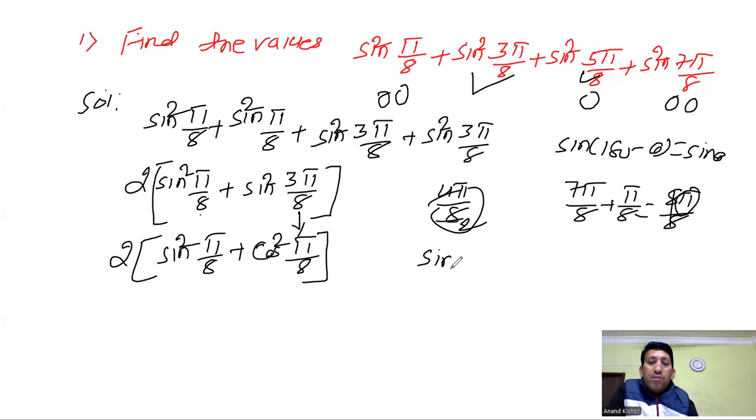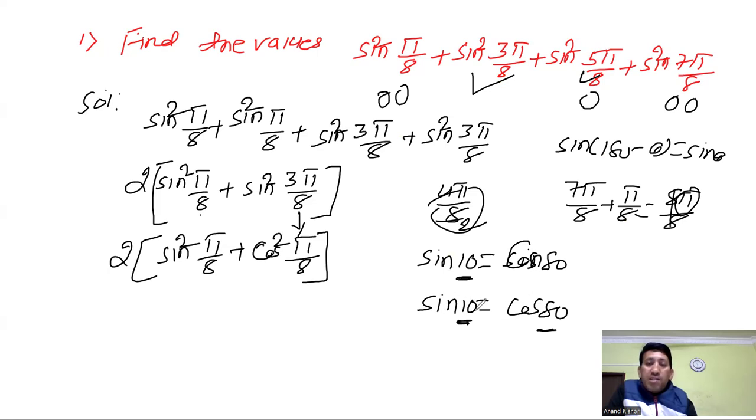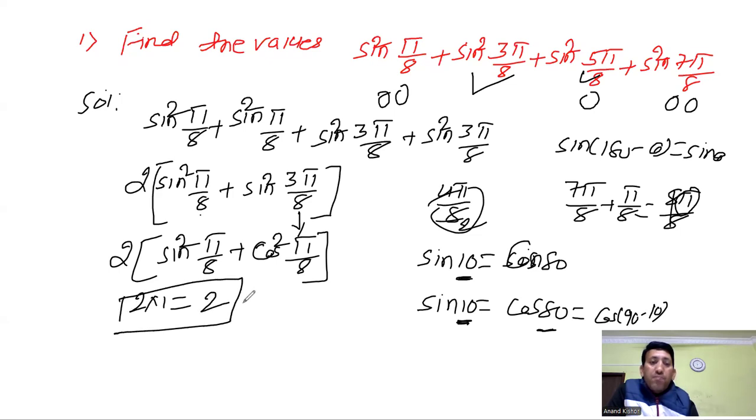Why? Because we know sin 10 is equal to cos 80. Why? Because 10 plus 80 is 90, two angles are complementary. We have given this proof earlier. Cos 80 means cos of 90 minus 10, and cos of 90 minus 10 is sin 10. So this is sine square theta plus cos square theta, which is 1. 2 into 1, 2. It is very moderate, but we have to remember it like that. Okay, some more examples I will give.